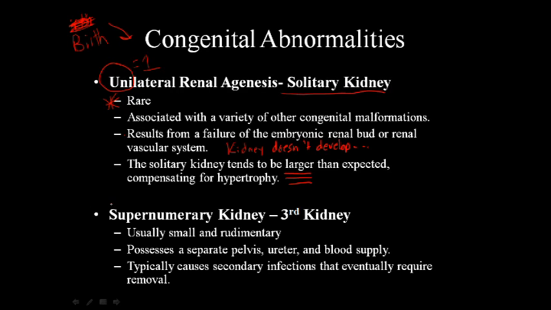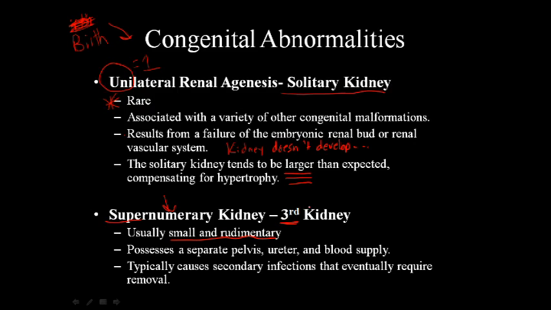Also, we have a supernumerary kidney, and so super means above, and numerary means number. So above the normal number of kidneys, which is an extra kidney or a third kidney. The thing about this is the third kidney is usually small and rudimentary, meaning that it really doesn't serve much of a purpose. It's really too small. It's got a lot of atrophy, just doesn't function very well. And it even possesses a separate pelvis, ureter, and blood supply. So pretty crazy to see someone with 3 ureters instead of just 2.